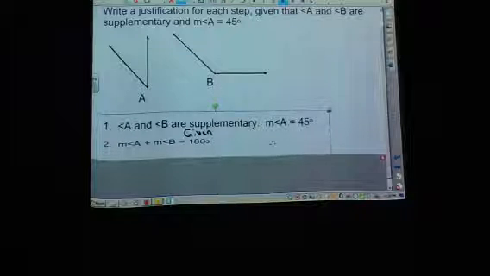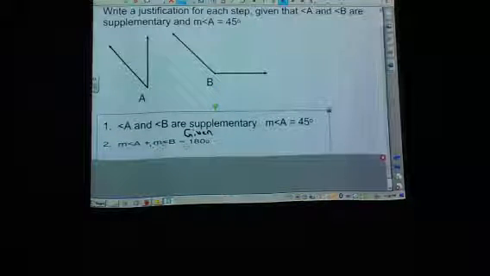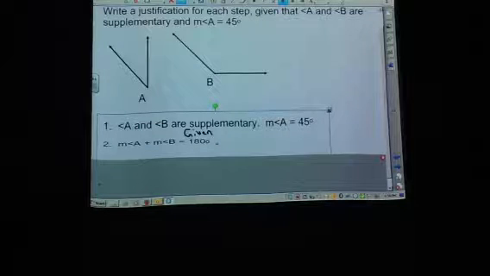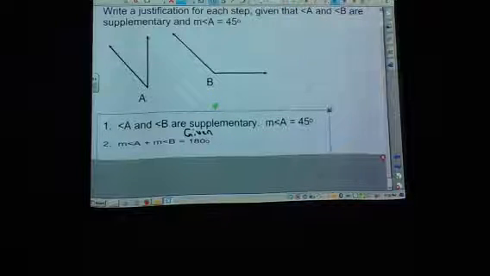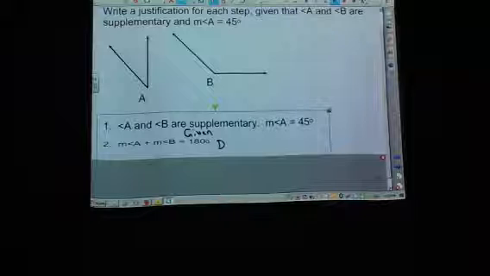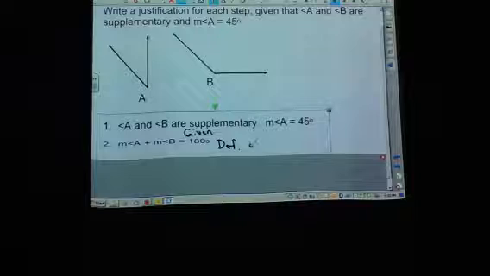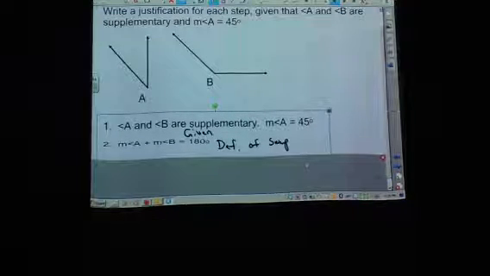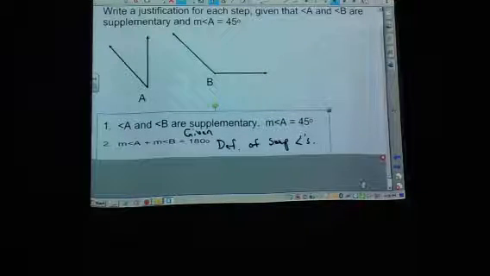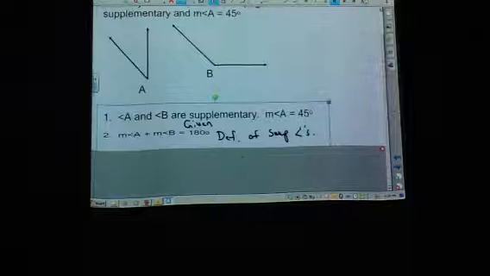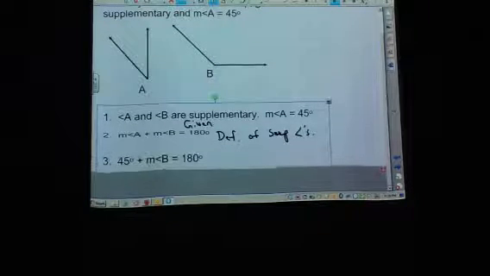The next thing they say is the measure of angle A plus the measure of angle B equals 180 degrees. That sounds like the definition of something to me. Supplementary. Very good, students. That would be the definition, and you can abbreviate on this. Definition of supplementary angles. Very good job so far. Let's keep going down.